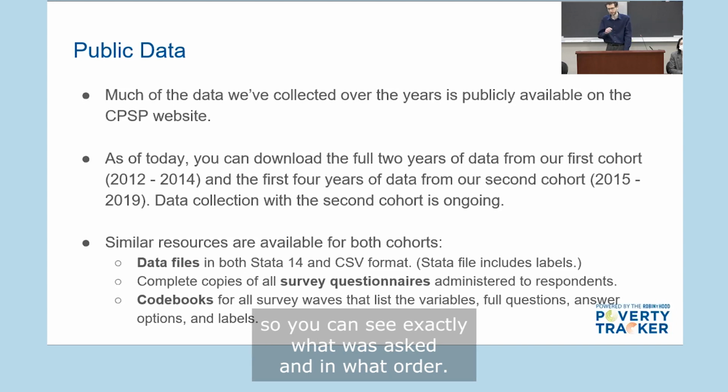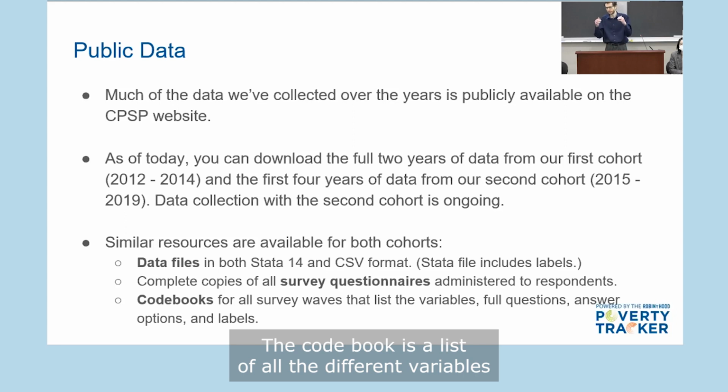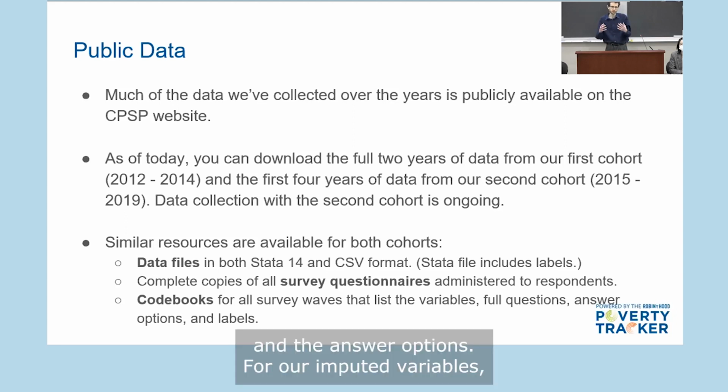So you can see exactly what was asked to people in what order. And then we post code books, and the code book is just a list of all the different variables and the answer options. And for our imputed variables, we have a little explanation of how they're calculated.